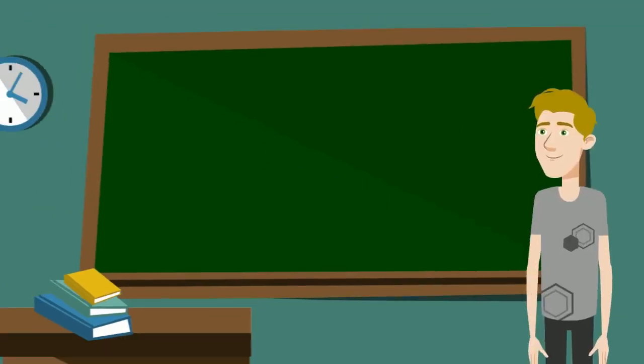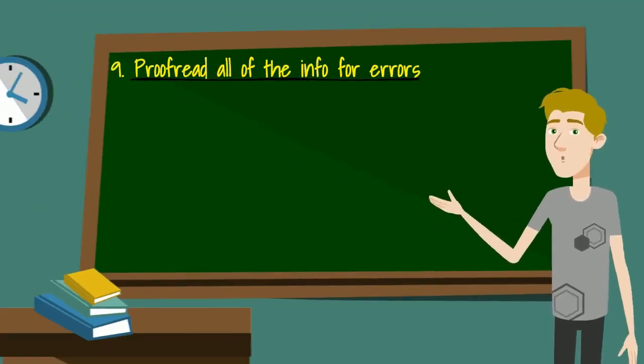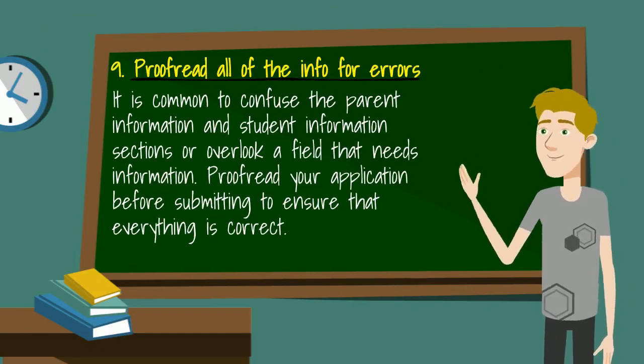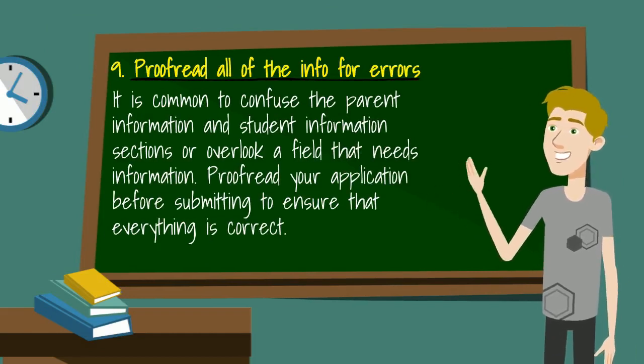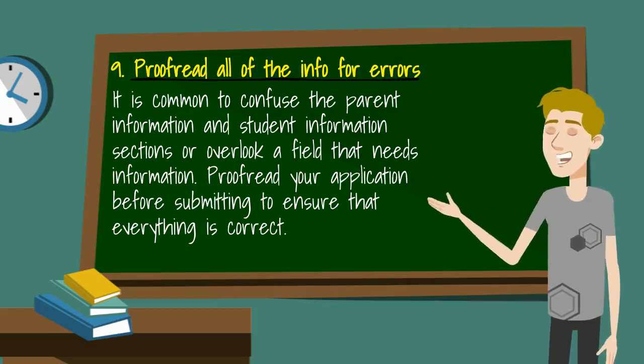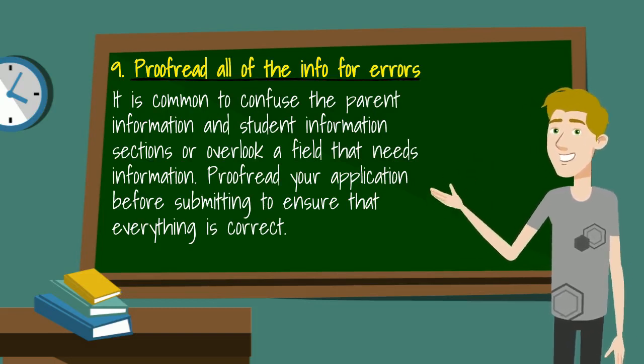Number 9. Proofread all of the info for errors. It is common to confuse the parent information and student information sections or overlook a field that needs information. Proofread your application before submitting to ensure that everything is correct.